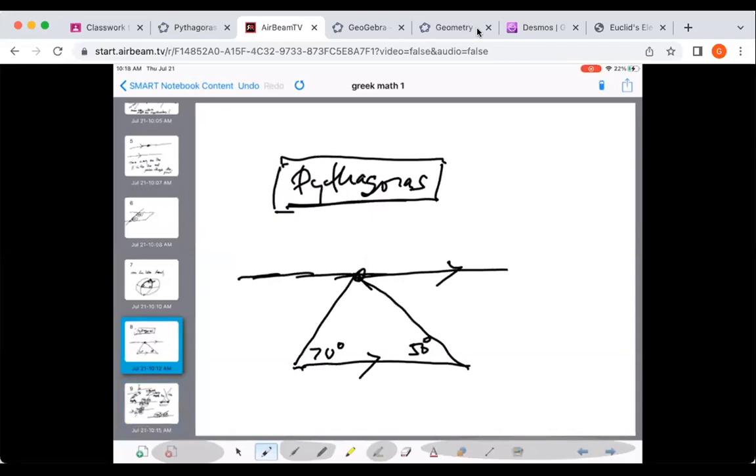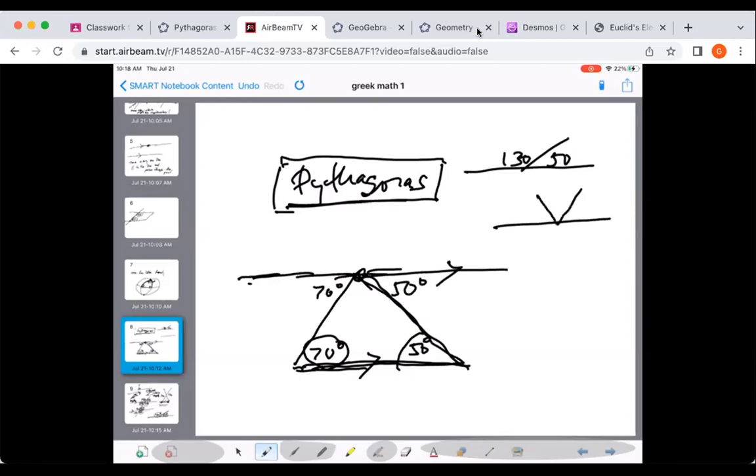Because this is 50 degrees, this would also need to be 50 degrees because you see the letter Z, alternate interior angles. And because this is 70 degrees, here I have a backwards Z, which means this is 70 degrees also. Now, if you have a thing that looks like a Y, those two angles add up to 180 degrees. If you have something that looks like a line with a V on top of it, these three angles would have to add up to 180 degrees. And that's what we have here.